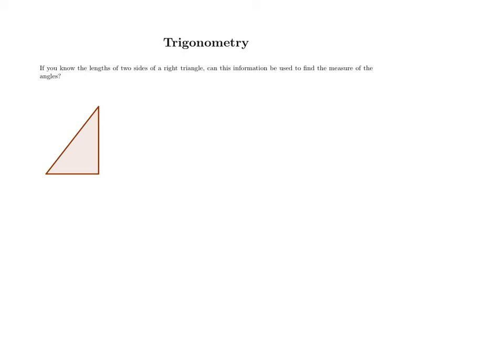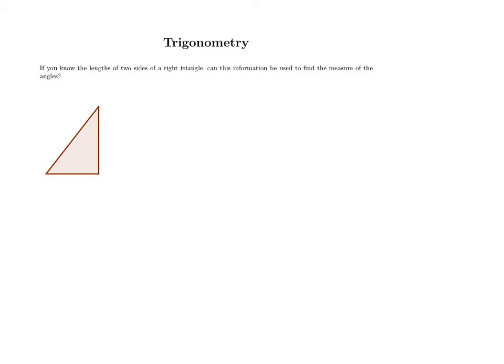In this lesson, we will study trigonometry. Trigonometry is the name given to the branch of mathematics that studies operations on angles and their applications. To motivate this idea, I have a triangle drawn here, and I want to ask this question. If you know the lengths of two sides of a right triangle, like maybe this side and this side, can you use this information to figure out the measure of the angles?